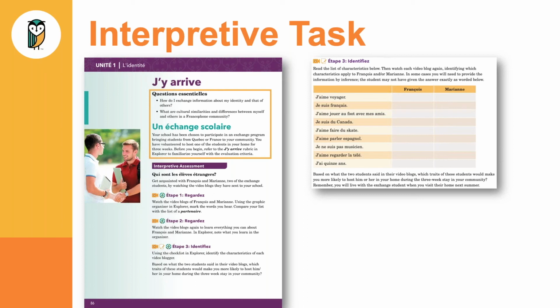Students can type directly into this PDF and submit it electronically, or you can print it and have the students write their answers on it and turn it in a more traditional format. After completing the 3 steps, students will decide which of the 2 students will better fit in with their own family and will proceed to write them an email in the next task.